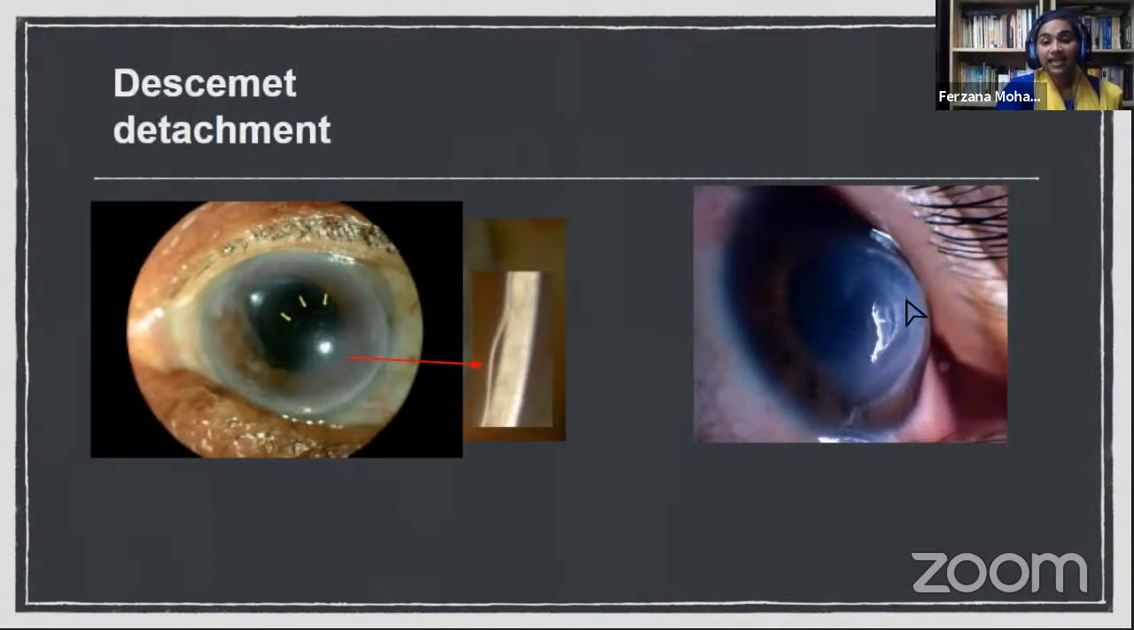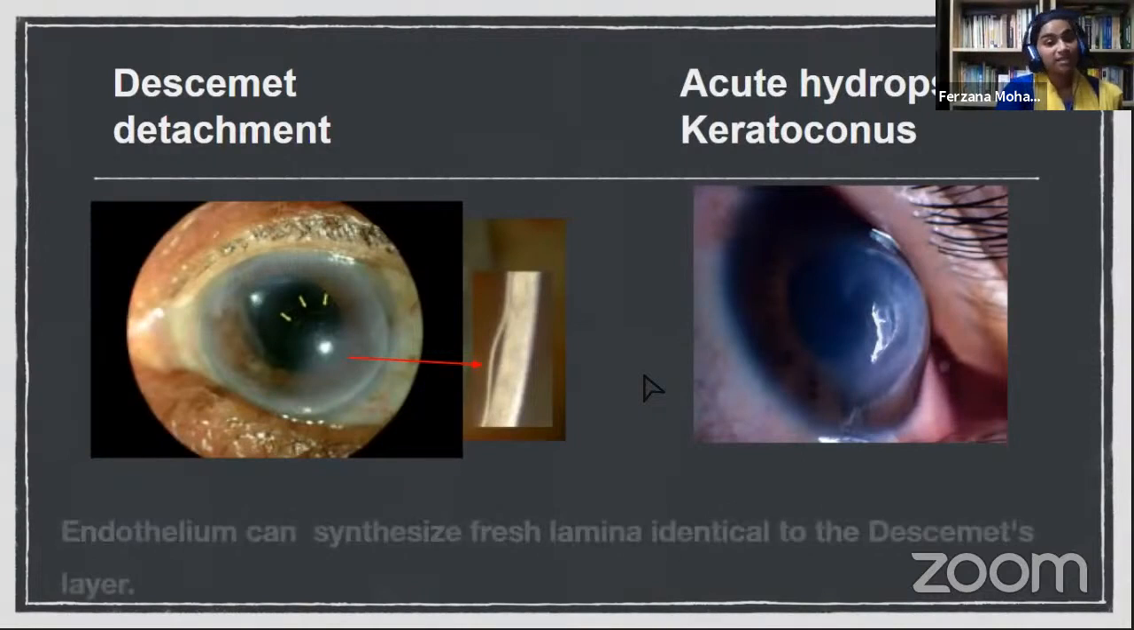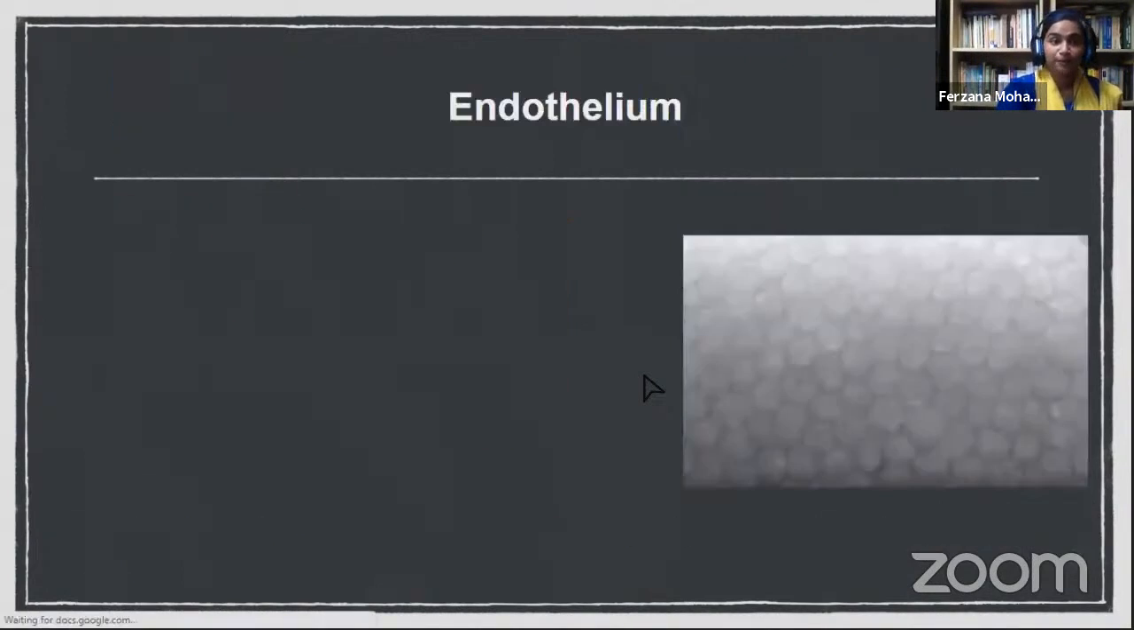And here you can see an ectatic cornea with surrounding haze. This is due to rupture of the Descemet's membrane that occurs in acute hydrops. So in both these conditions, you can find that the Descemet's membrane is damaged, but most of the time, it can be resolved with conservative treatment. This is because of the ability of the endothelium to synthesize fresh lamina identical to the Descemet's membrane.